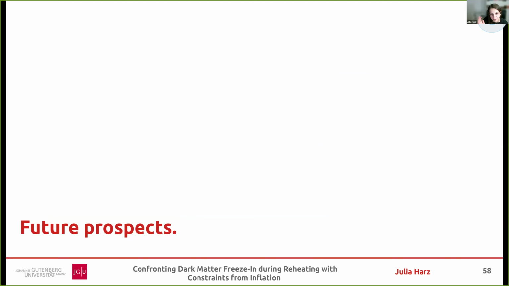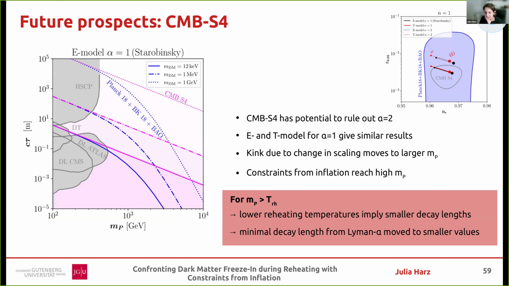And this brings me actually to the future prospects, because I think in particular with CMB Stage 4, this is interesting, and you might have seen it already, what I didn't say when I showed you the plot. So this here is CMB Stage 4. You see already with CMB Stage 4, we have the potential to either see something or to exclude the alpha equals 2 model. So then you basically are left with the Starobinsky and the T-model with alpha equals 1.